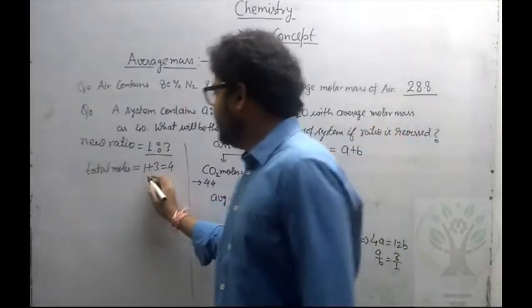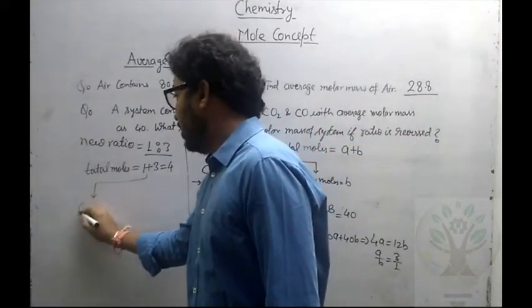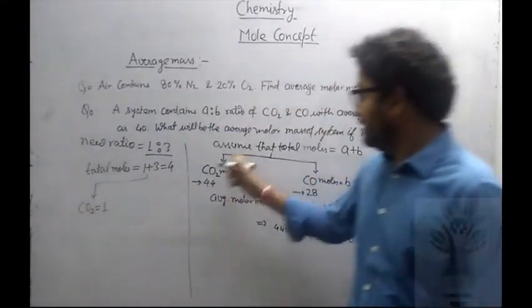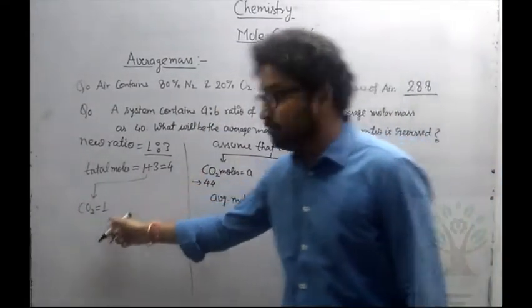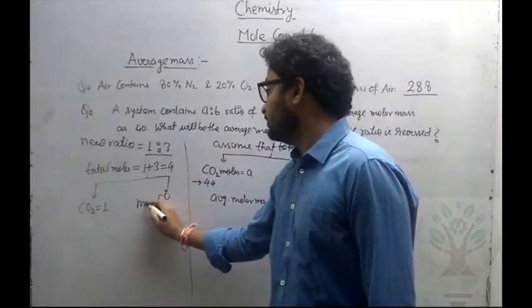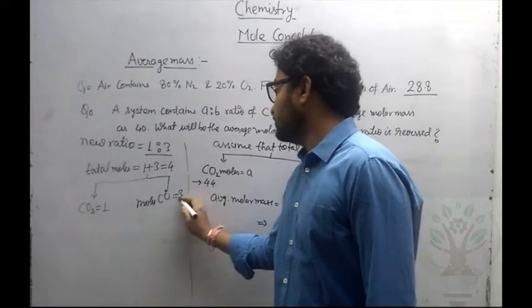Now out of these 4, how many moles of CO2 will I have? I will have CO2 1. Earlier it was A, now it is B. And CO moles equals how much? CO moles equals 3.